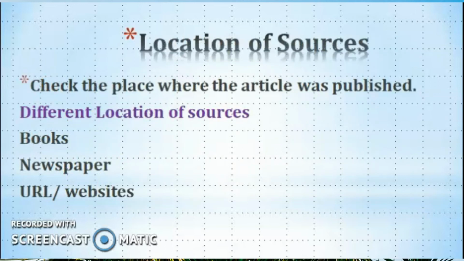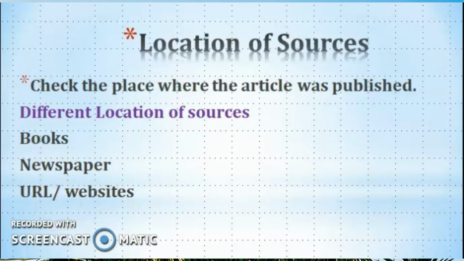Lastly, you also need to check the location of sources. It means that we have to check the place in which the article was published. So we have different location of our sources in which we can find them. So we have the books, the newspaper, and the URL or website.